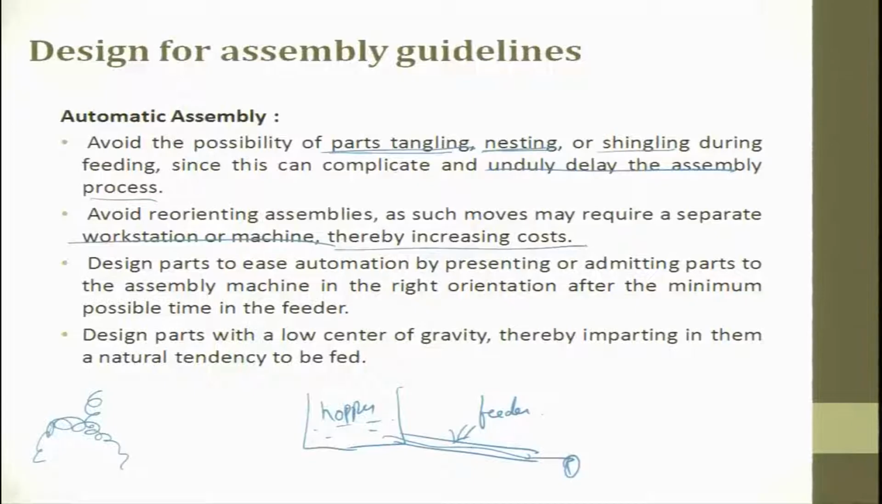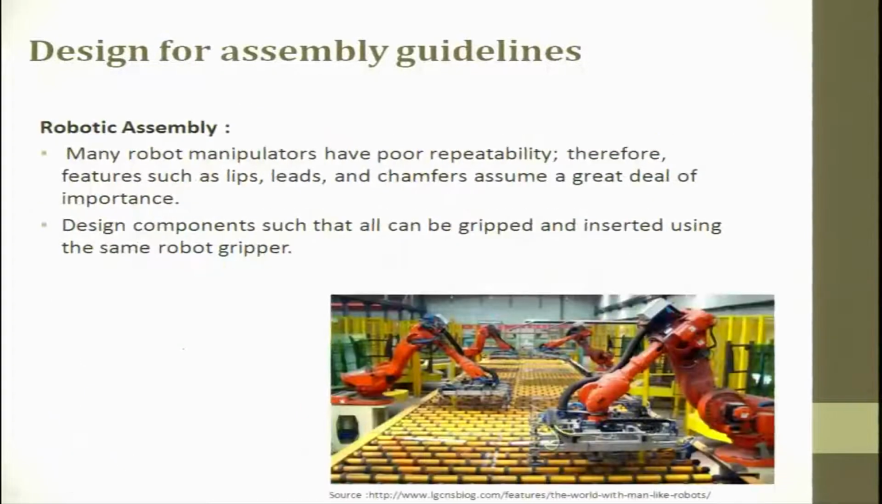I have discussed about it. Design parts to ease automation by presenting or admitting parts to the assembly machines in the right orientation after minimizing possible time in the feeder. So, these 2 points have just a small difference. I have already told you about the example of designing parts with a low center of gravity, thereby imparting the natural tendency to feed.